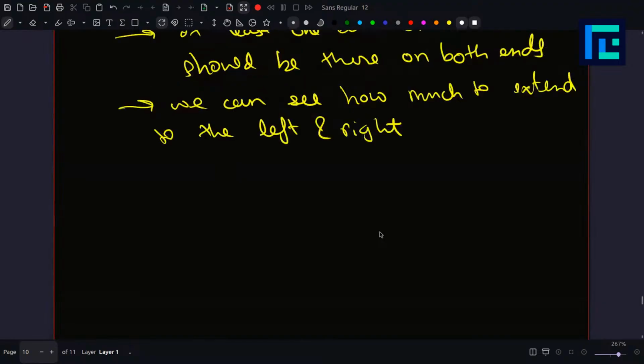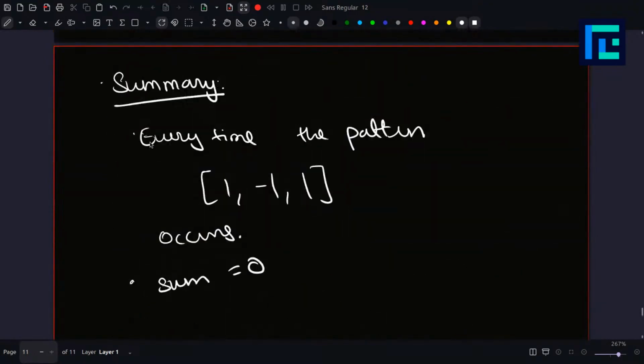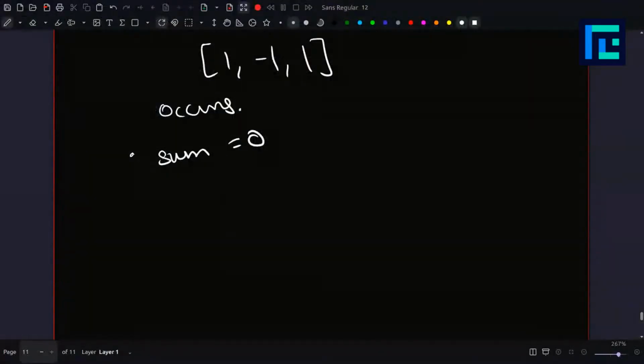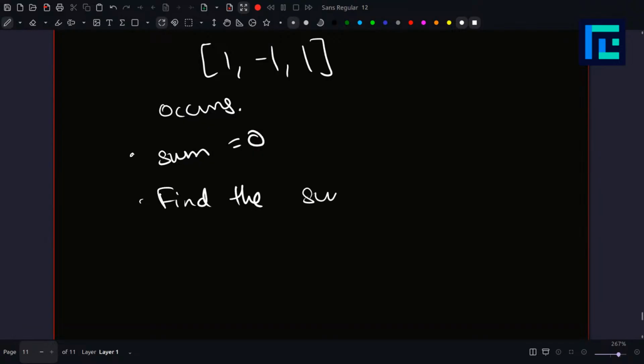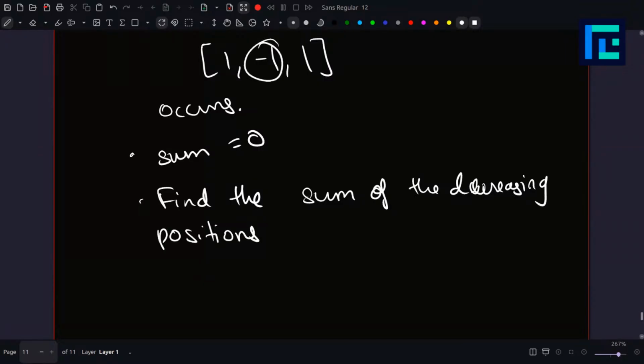I was giving a summary of the problem. So basically what we need to do is, every time the position 1, minus 1, 1 occurs, first we can set our sum variable to 0 and find the sum of the decreasing positions, because that we necessarily need to take. We can't avoid it because it's in the sandwich in the middle. Since we need an increasing position on both ends, we must take the whole decreasing portion.